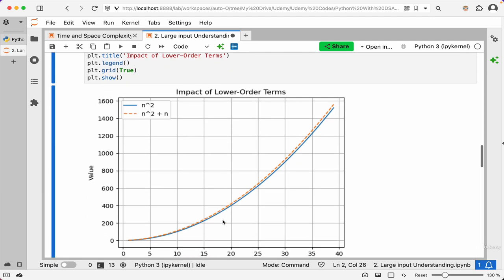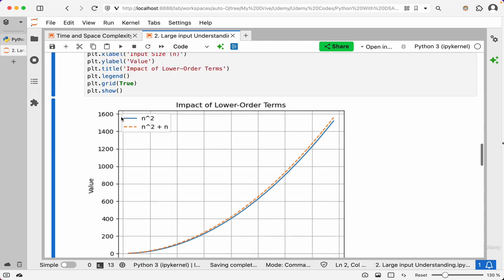At 40, you will see that these two values are actually trying to come a lot closer to one another. The reason for that again is the same. If I take it for 40, then 40 square is going to be 1600 and 40 square plus 40 is going to be 1640. So a very small difference, right? With respect to this scale, it's a very minor difference.